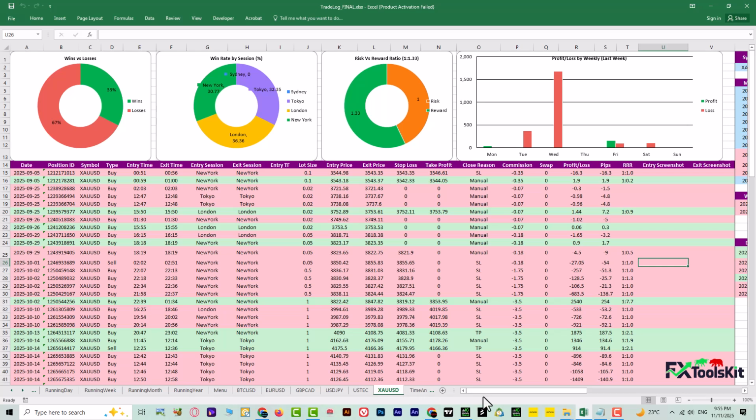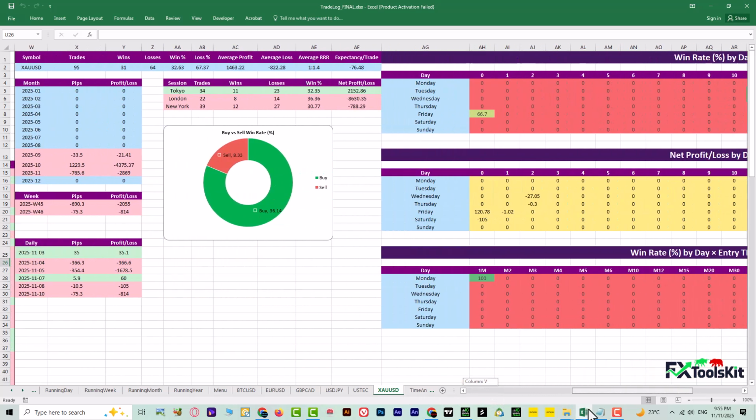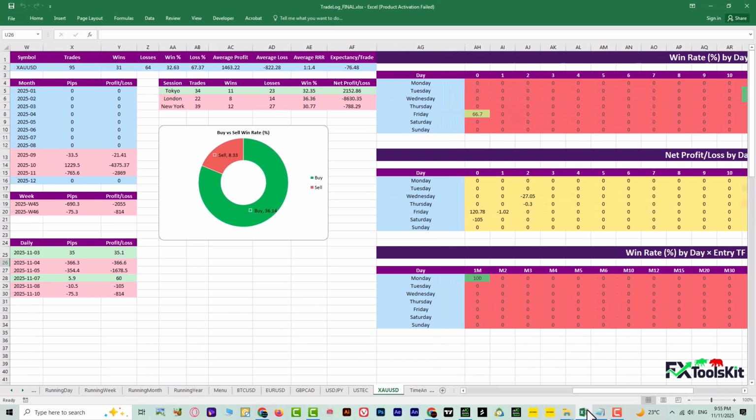Let's move to the gold sheet again and switch to the right side of each symbol sheet. Here you can see for gold, total trades, wins, losses, win percentage, loss percentage, average profit, average loss, average risk-reward ratio, and expectancy. In this table, it will show for each month how many pips you gained or lost, and how much profit or loss you made in gold.